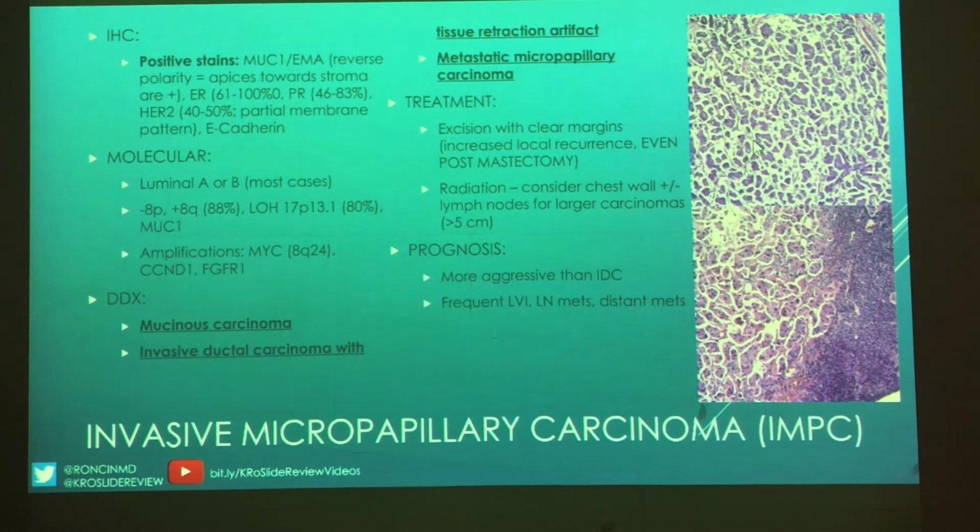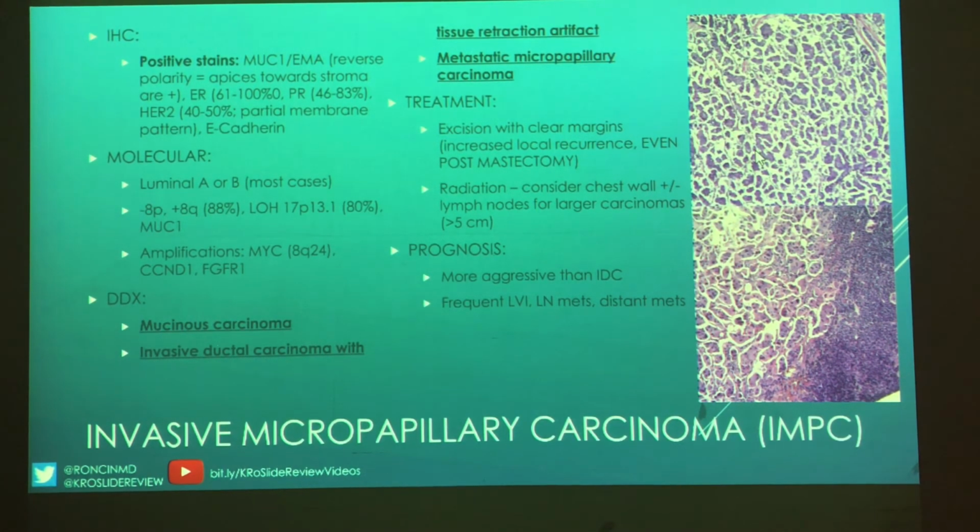And the HER2 has this partial membrane pattern, which I really should get a picture to show you guys, because with HER2, right, we want that diffuse, strong membranous pattern to be calling it positive, but this tumor in particular likes to have a partial membrane pattern. So just to throw things off even more, as if it wasn't hard enough. Depending on the grading and your HER2 status, you're either going to have luminal A or B.